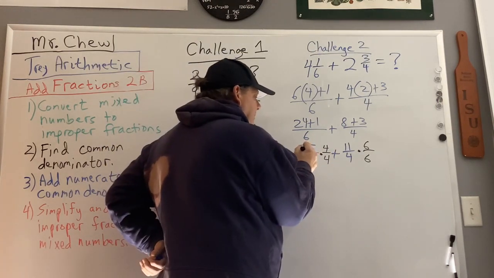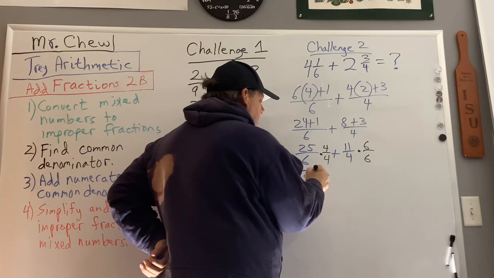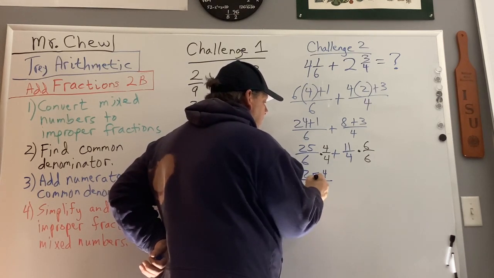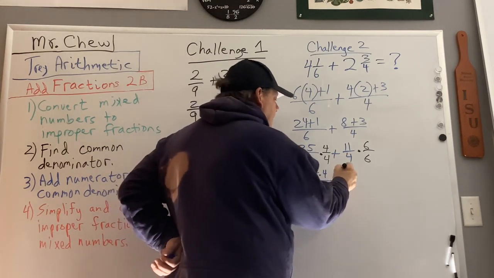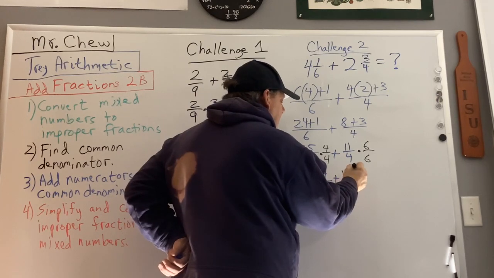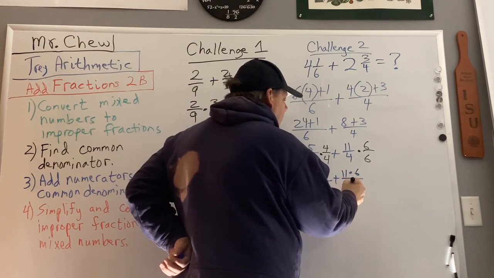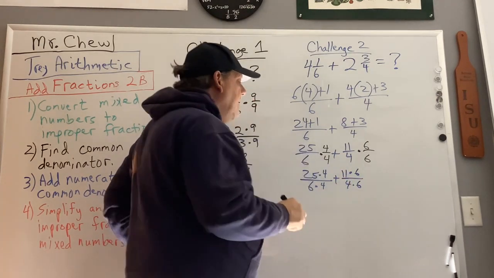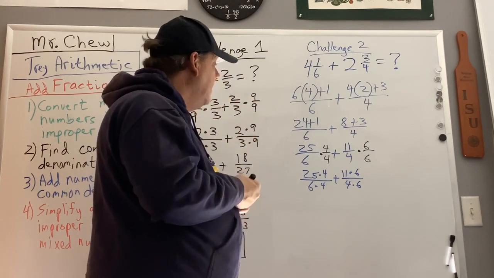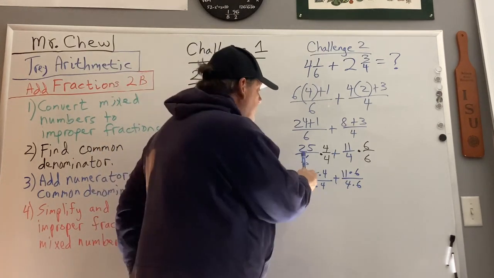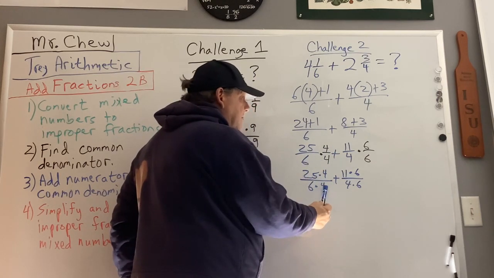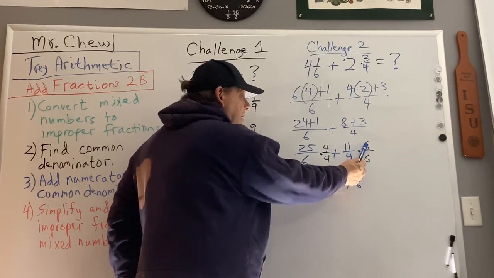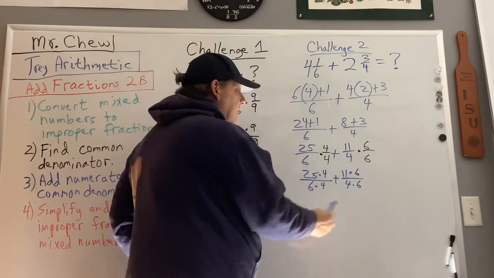So I've got 25 times 4 over 6 times 4 plus 11 times 6 over 4 times 6. That's how you multiply fractions. Numerator times numerator over denominator times denominator.